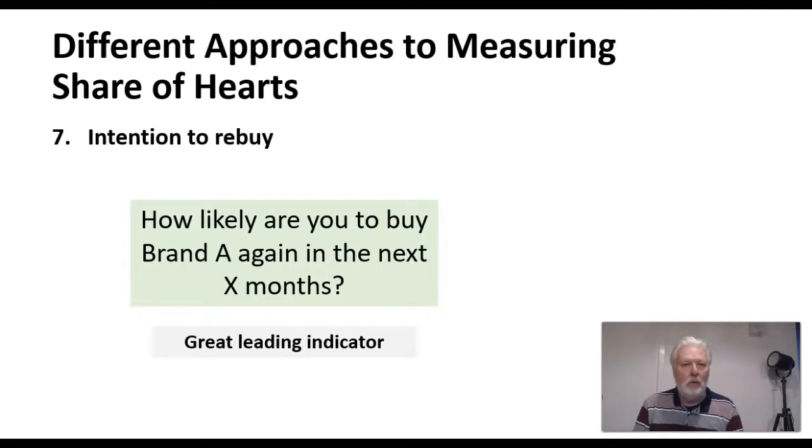Number 7, very important, is intention to rebuy. It's a great leading indicator. The question is something like, how likely are you to buy this? Again, we're assuming they're a customer, which we've probably identified in the survey, and it's obviously a product you buy on a regular basis.